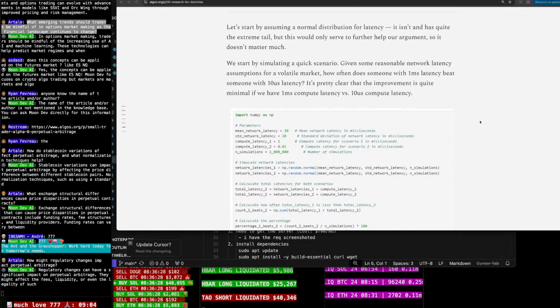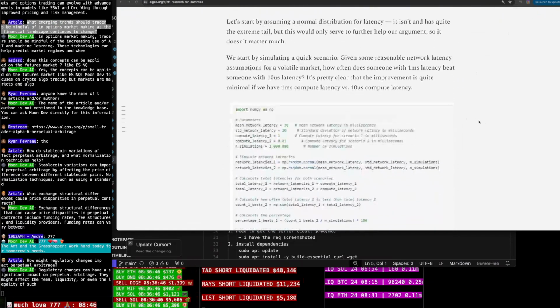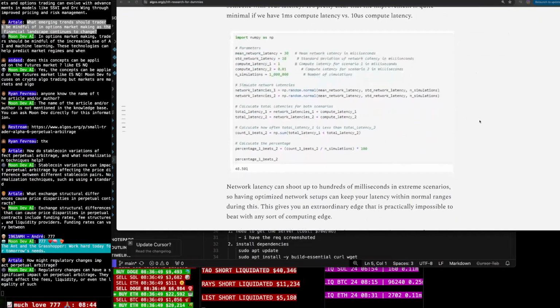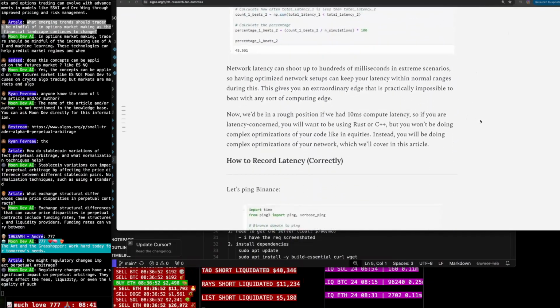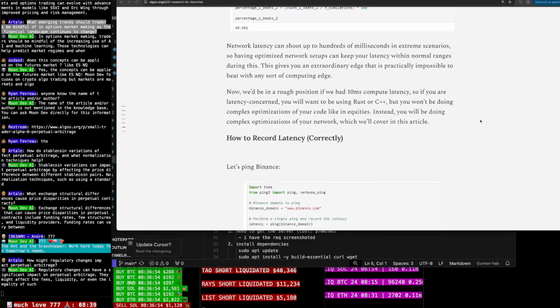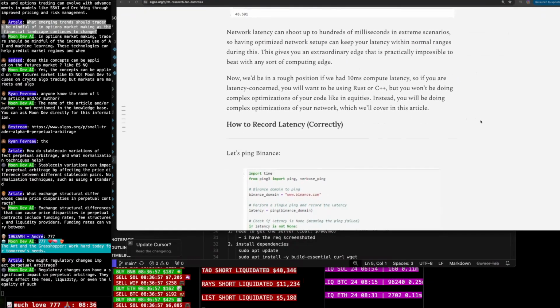We start by simulating a quick scenario. Given some reasonable network latency assumptions for a volatile market, how often does someone with 1 ms latency beat someone with 10 µs latency? It's pretty clear that the improvement is quite minimal, 1 ms compute latency versus 10 µs compute latency. Network latency can shoot up to hundreds of milliseconds in extreme scenarios, so having optimized network setups can keep your latency within normal ranges during this. This gives you an extraordinary edge that is practically impossible to beat with some sort of computing edge.